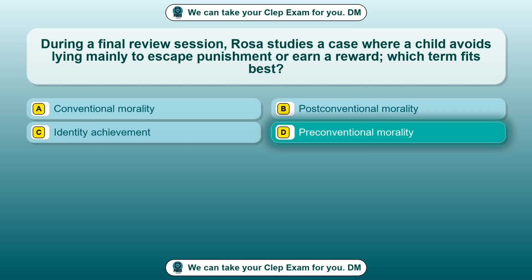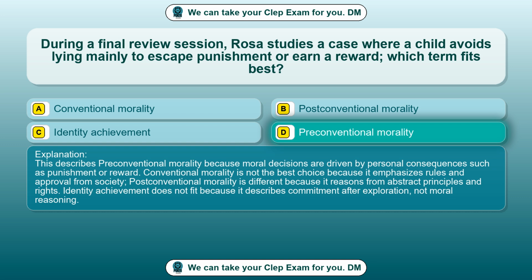The correct answer is option D, pre-conventional morality. This describes pre-conventional morality because moral decisions are driven by personal consequences such as punishment or reward. Conventional morality is not the best choice because it emphasizes rules and approval from society.